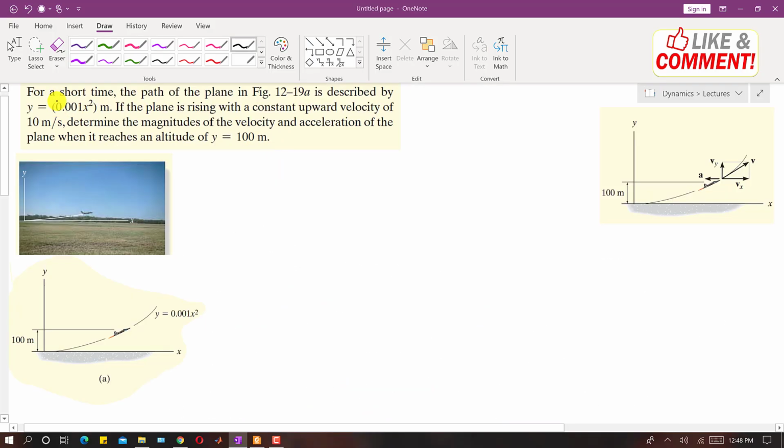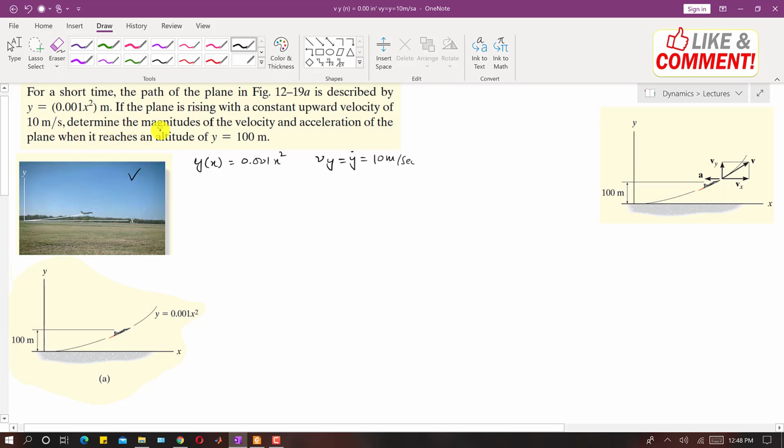Now I am going to solve this next example. In this example, it is said that for a short time the path of the plane in figure 12-19a is described by this function, y of x equals 0.001 x squared. It is said that the plane is rising with constant upward velocity, so Vy equals y dot is constant, and that constant velocity is 10 meters per second.